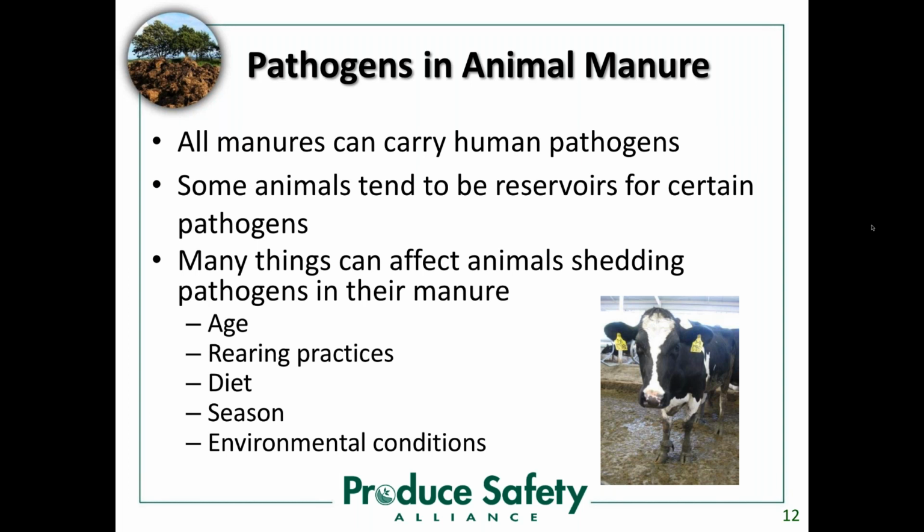And as waste material passes through the digestive tract, you've got shedding of these pathogens in the manure. And there are all kinds of things that affect that. You can see them there on the board. But just remember, human pathogens come from animals, and different animals are reservoirs for these kinds of things. And this includes wild animals and wildlife.